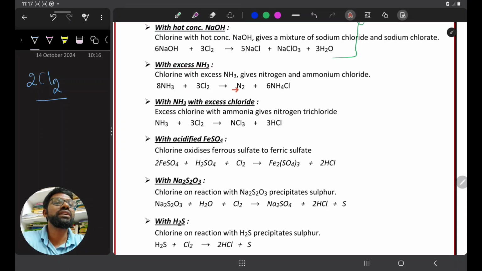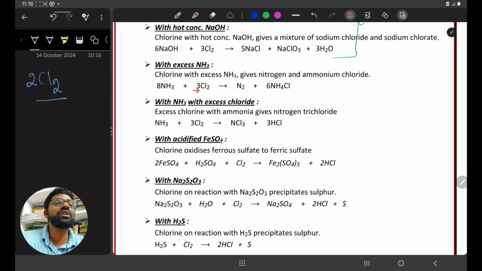Just see the reaction here. 8 moles of ammonia, 3 moles of chlorine. That means ammonia is in excess, 8 moles, and chlorine is only 3 moles. That's why we are calling this reaction the reaction of chlorine with excess of ammonia. Chlorine with excess of ammonia gives nitrogen and ammonium chloride. We'll see how the reaction takes place.